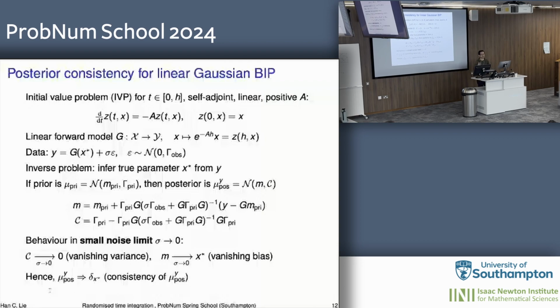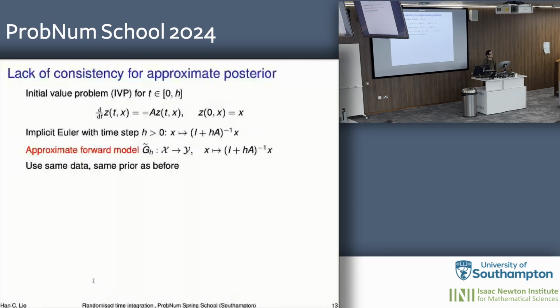Because we're Gaussian, the mean and the covariance determine everything about the posterior measure. And because of these things, you can actually show that the posterior converges weakly in the small noise limit to the Dirac delta at the truth. And this is really what you would like because it indicates that the statistical inference procedure is consistent in the small noise limit. What about the approximate posterior?